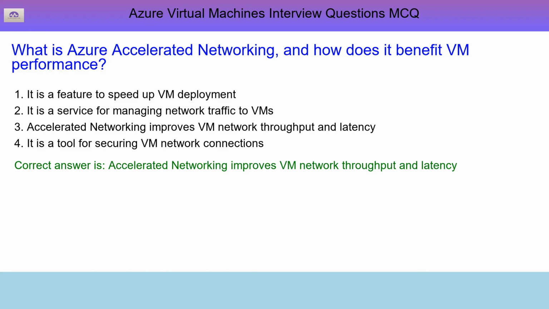The correct answer is accelerated networking improves VM network throughput and latency.